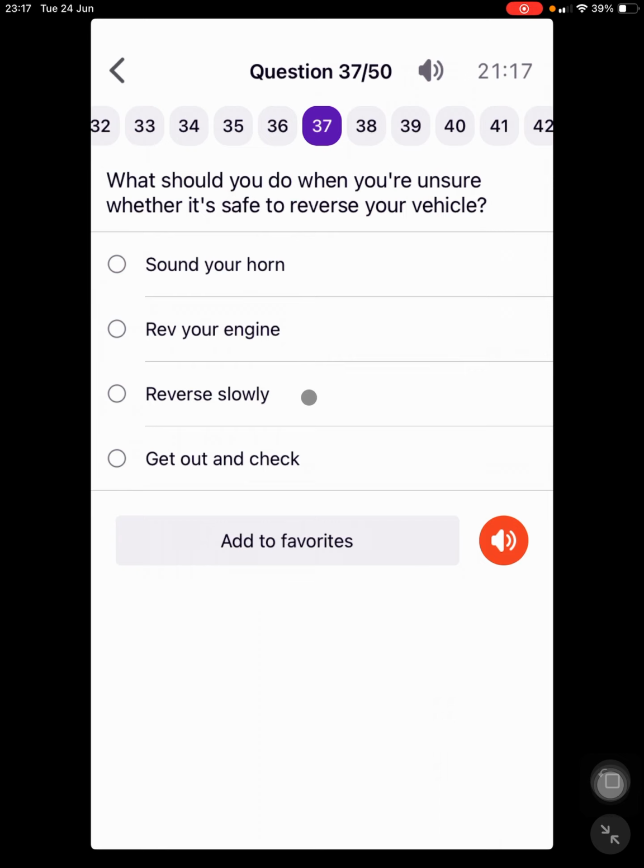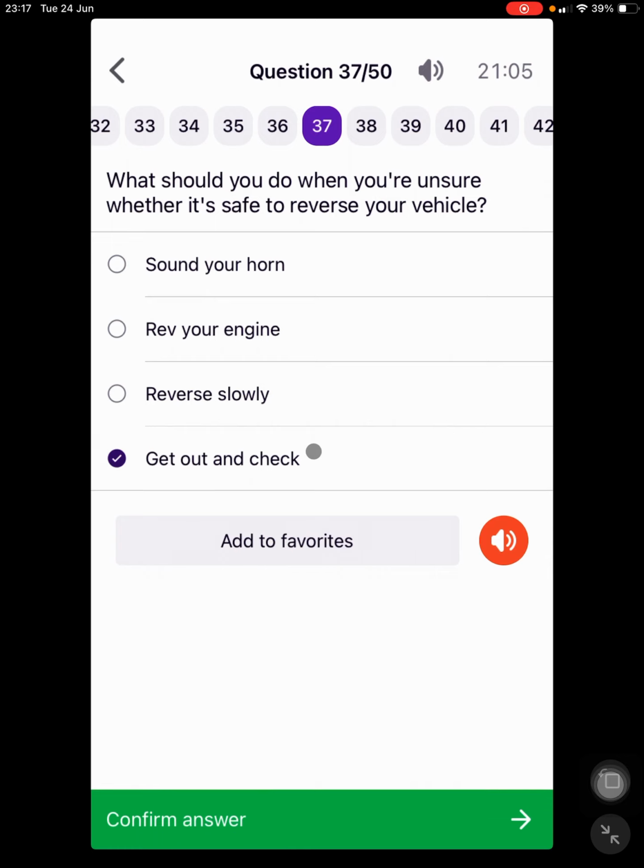See, this question got two answers. One is ask someone to guide you, and the other answer is get out and check. Ask someone to guide you or get out and check.